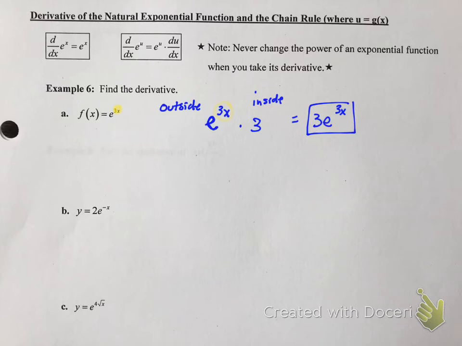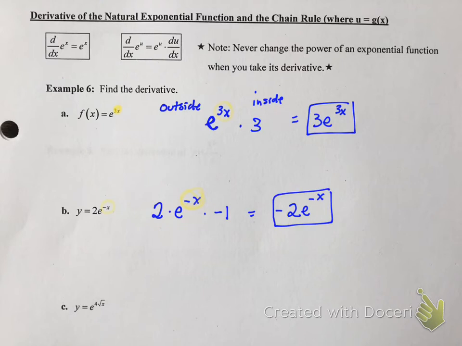All right, I'm going to look at B. We have y equals 2e to the negative x. So once again, this is not just e to the x. So if I follow the rules, I pull the constant out, and I'm going to take the derivative of e to the negative x, which is just e to the negative x. And now I have to do this inside function. So the derivative of negative x is negative 1. So this becomes negative 2e to the negative x.